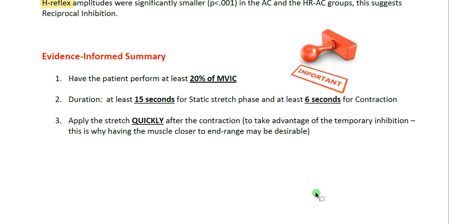Hopefully that summarized it. Certainly more practice and experimentation is needed on this with your patients and clients and other classmates, but I hope that was a good summary.